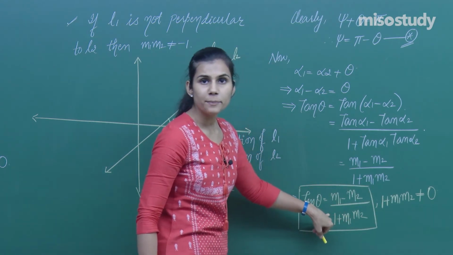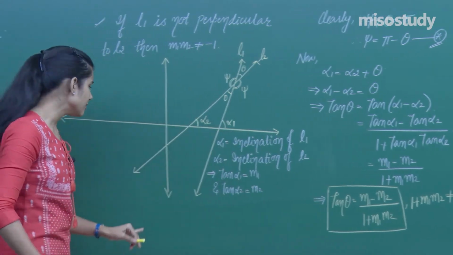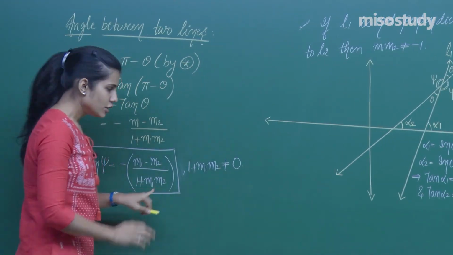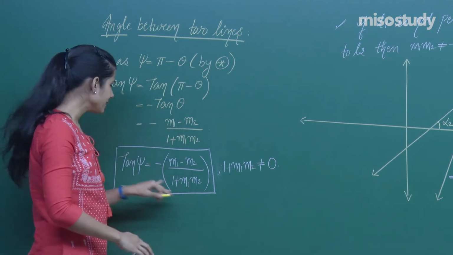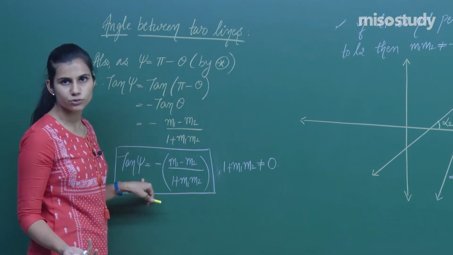If this is coming out to be a positive real number, clearly its negative is going to be a negative real number. So minus of (m1 minus m2) upon (1 plus m1 m2) will be a negative real number, implying that xi will be automatically obtuse.